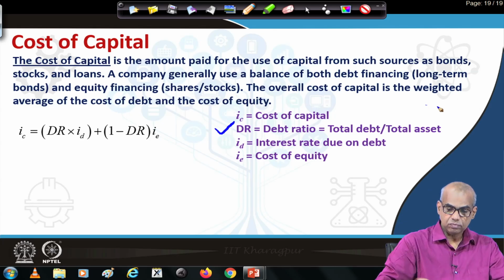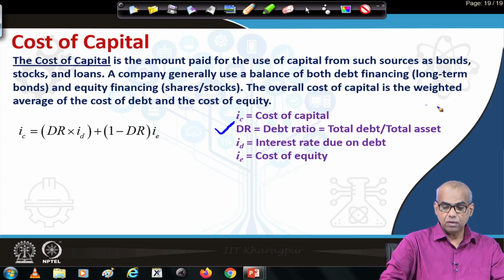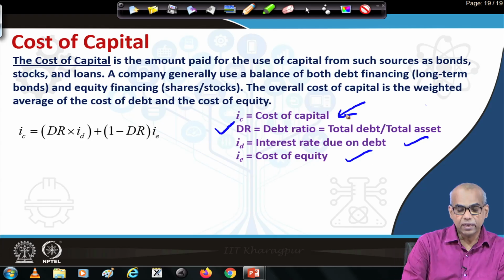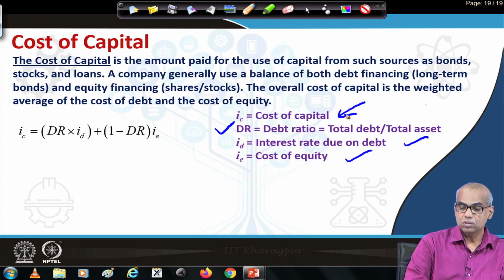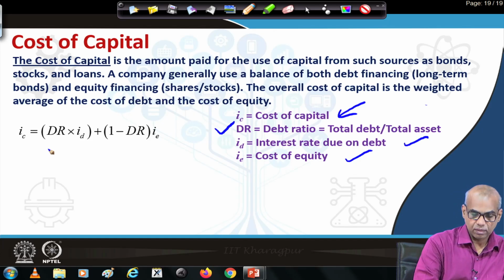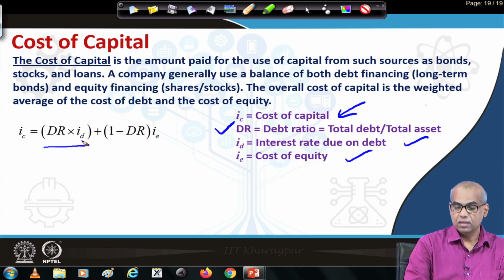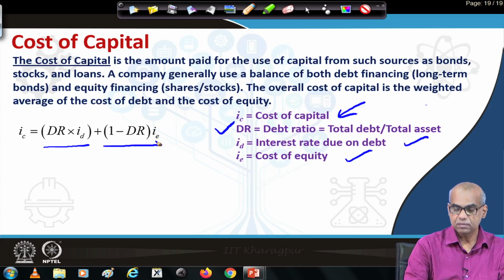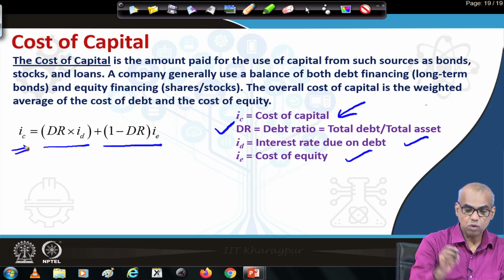Now, if ID represents interest rate due to debt and IE represents cost of equity, then the cost of capital will be a weighted average of these two costs, interest rate due to debt and the cost of equity. So, DR times ID plus 1 minus DR, the remaining part, times the cost of equity. So, this gives the cost of capital.